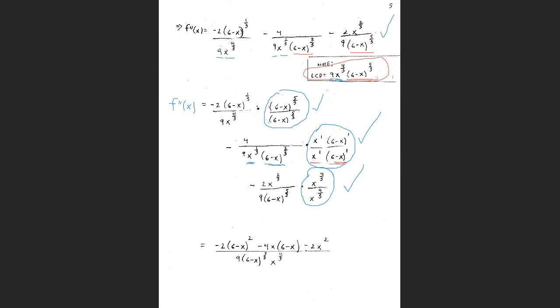Okay, are we ready to move to the next page? I want to rewrite now my second derivative. Oh, actually, I'm not ready to go to the next page. I'm just going to go down here. Okay, here's my second derivative.